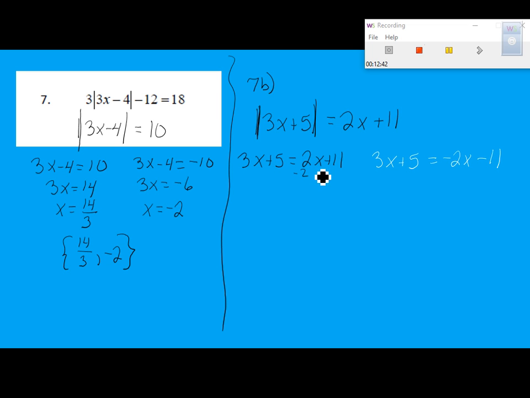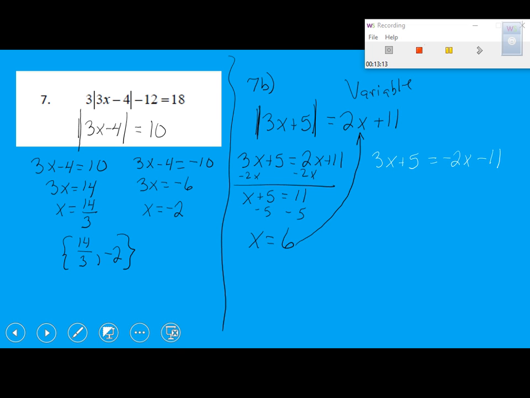So I'm going to minus 2x over here. So I've got x plus 5 equal 11. I'm going to subtract away 5 and get x to be 6. Now, you need to decide if we can keep the 6. Now remember, we only do this if there's a variable on this side. So let's plug 6 right there. If you get a positive number, 2 times 6 plus 11 is definitely positive, you keep it. So we're definitely keeping that one.